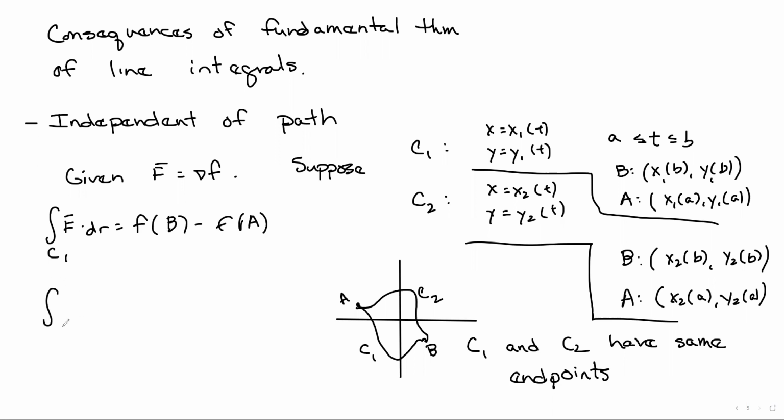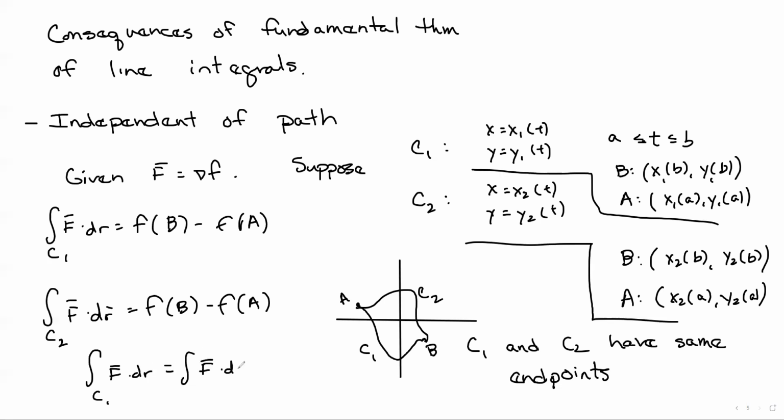And then we also know, for curve 2, F dot dr equals f of b minus f of a. And so since both of these equal f of b minus f of a, it means that F dot dr for curve 1 equals F dot dr for curve 2. Okay, and so we got the same result, regardless of what path we took.